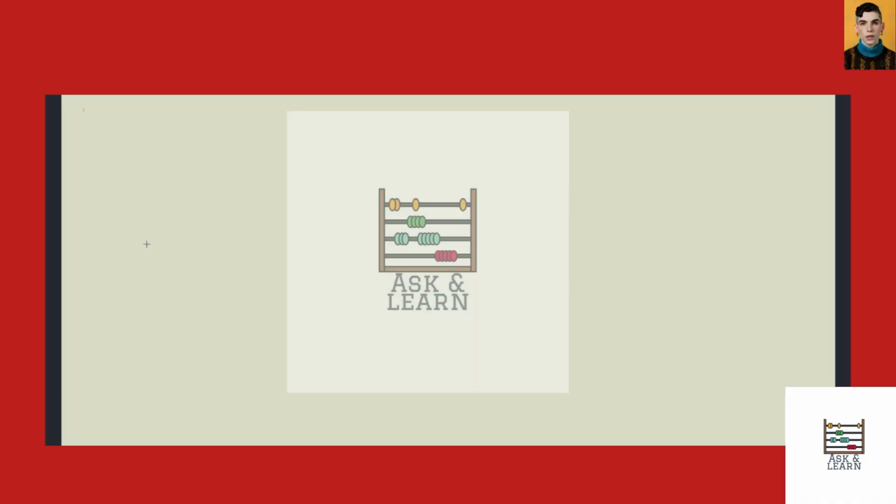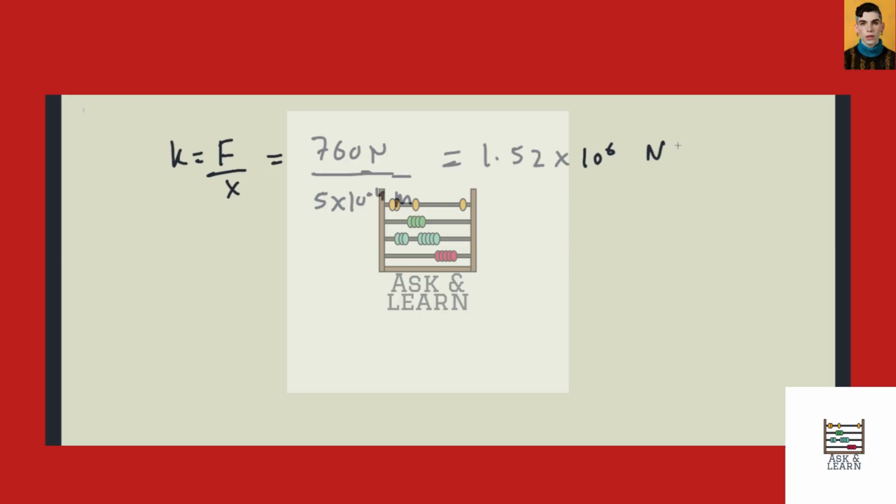The first step will be to find the spring constant K. And so K is force over extension. That's 760 newtons over 5 times 10 to the negative 4 meters, so that's 0.5 millimeters, 5 times 10 to the negative 4. This gives us 1.52 times 10 to the 6 newtons per meter for a spring constant.